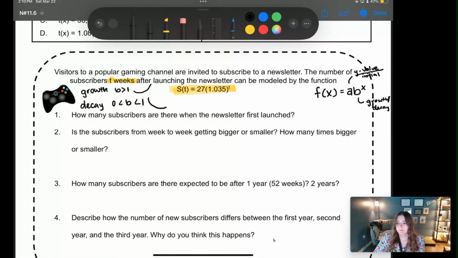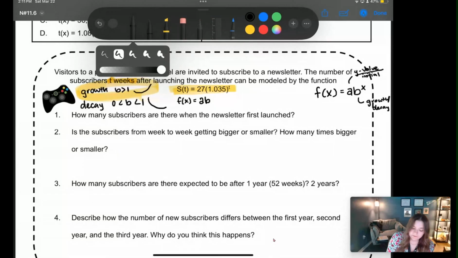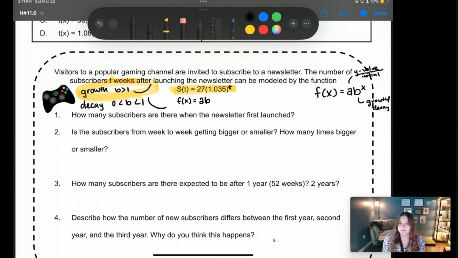So now that we've kind of got some of the basics out of the way that we've already talked about this week, let's take a look at this function. Well, already I know that this time instead of f of x, they're using s of t, but it means the same thing. My a value right here, my initial value, is that 27. My b value is this 1.035, and because it's greater than 1, I know that this has to be growth. Okay? And t, that is the amount of time that has passed, which we haven't plugged in yet. We're going to kind of look at what that would look like today.